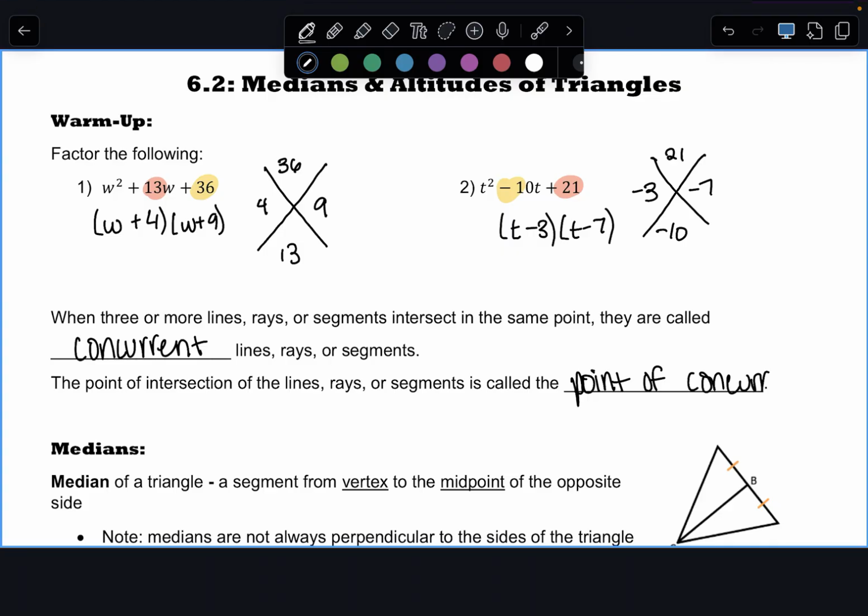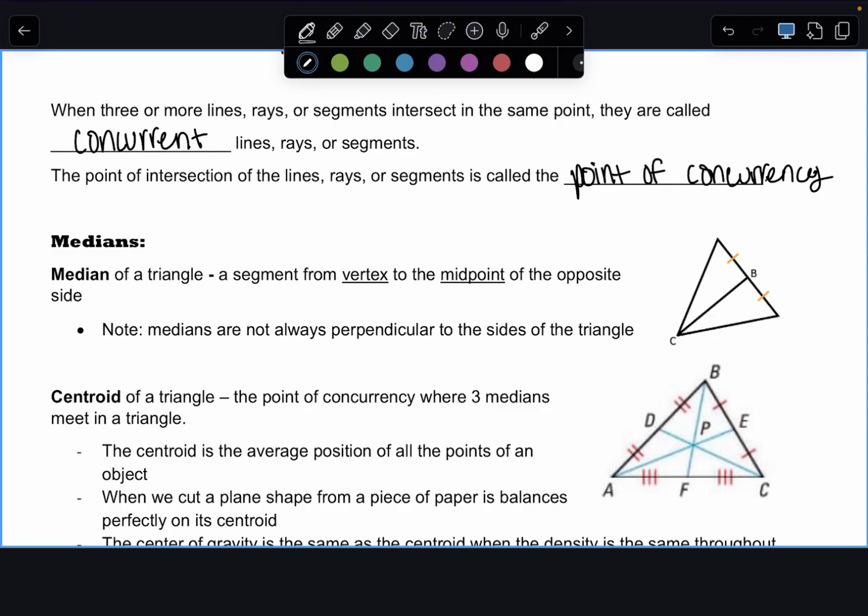Not a vocab word that you really need to know because we don't go into this unit in super much detail, but all of these kind of points that we're going to talk about are technically called a point of concurrency. Okay. Our first special segment of the day is called a median. Okay, so last time we had perpendicular bisectors and angle bisectors. Today we have a median.